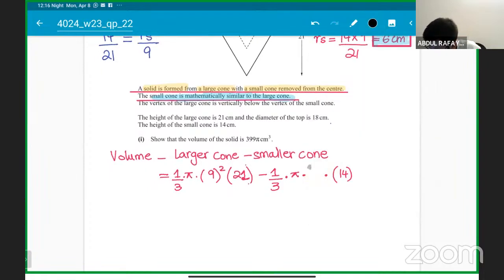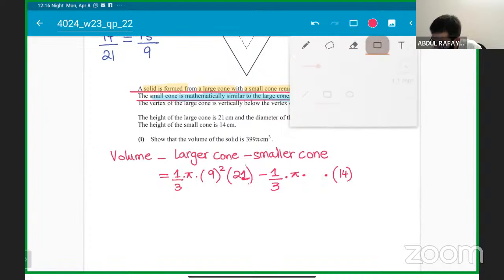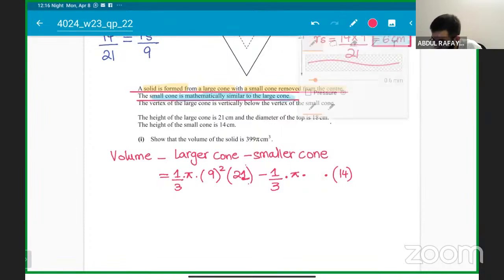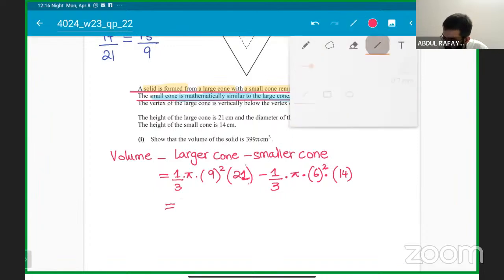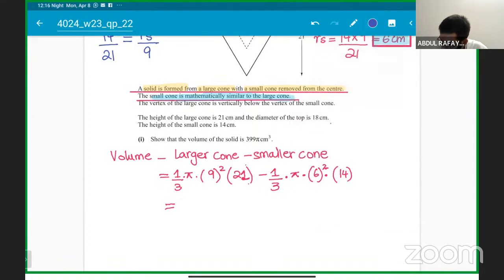Now we'll have to substitute the value. Follow carefully. Instead of r square, I'm going to write it down here because of the working I've done. It will be 6 squared. Once we have got this, try to simplify. 1 over 3 pi times 81 times 21. 9 square is 81, or let's just simplify as much as possible. Let's put this in a bracket. So 1/3 multiplied by 9 square multiplied by 21, I am getting 567 pi from here, students.